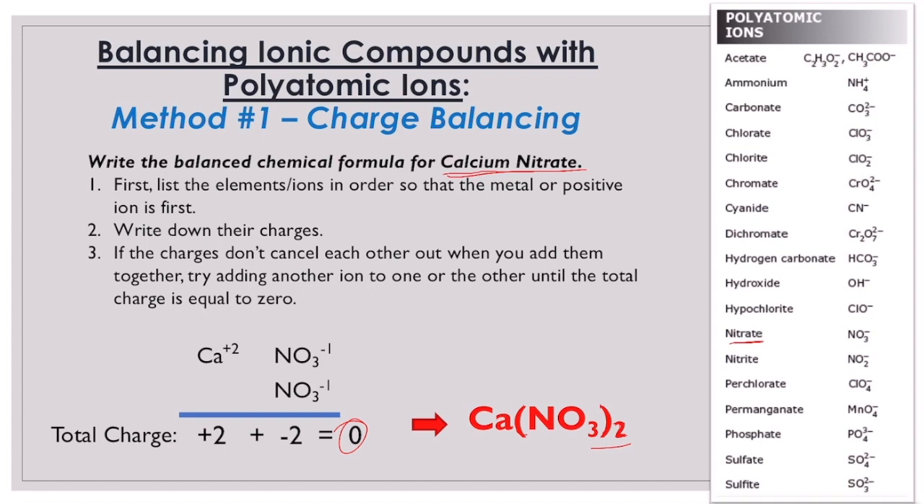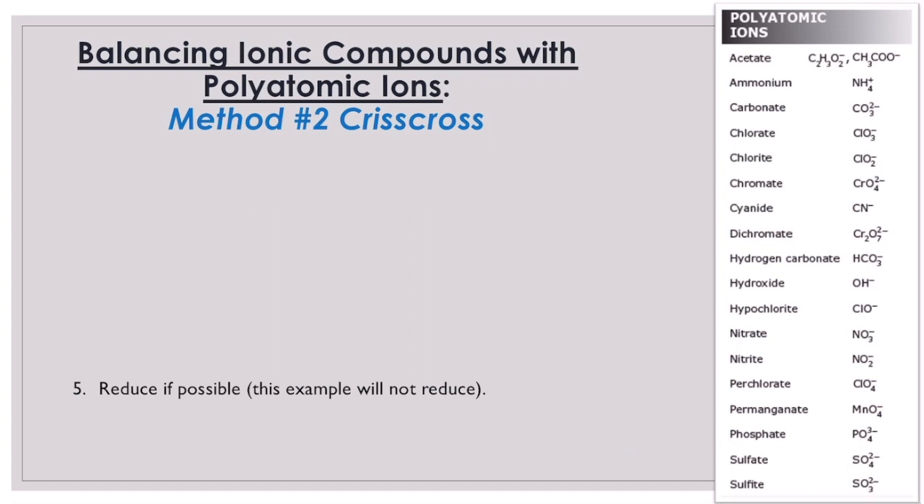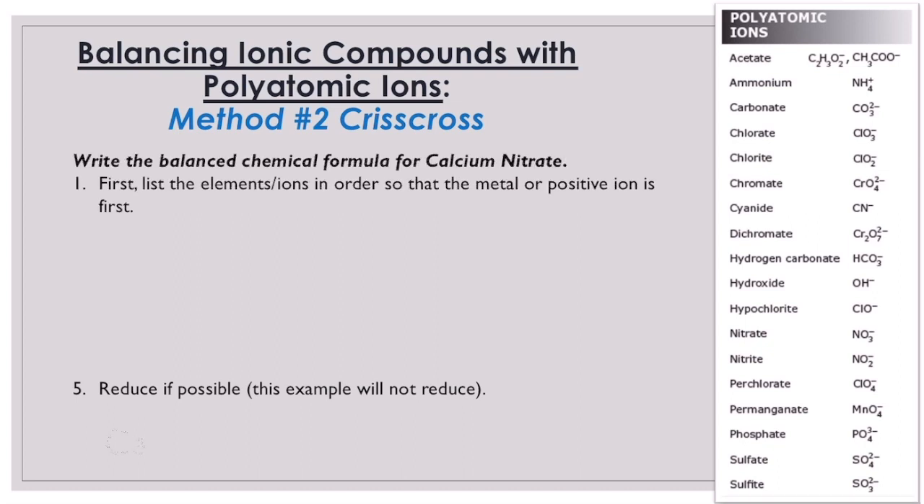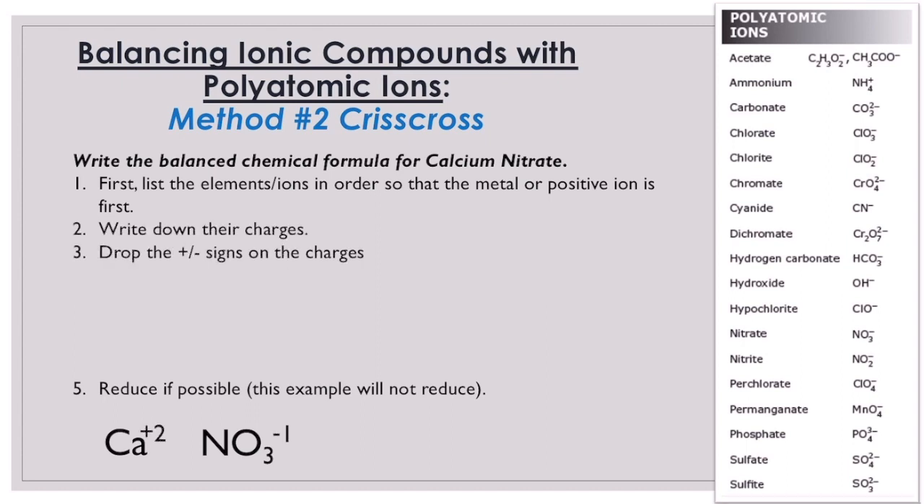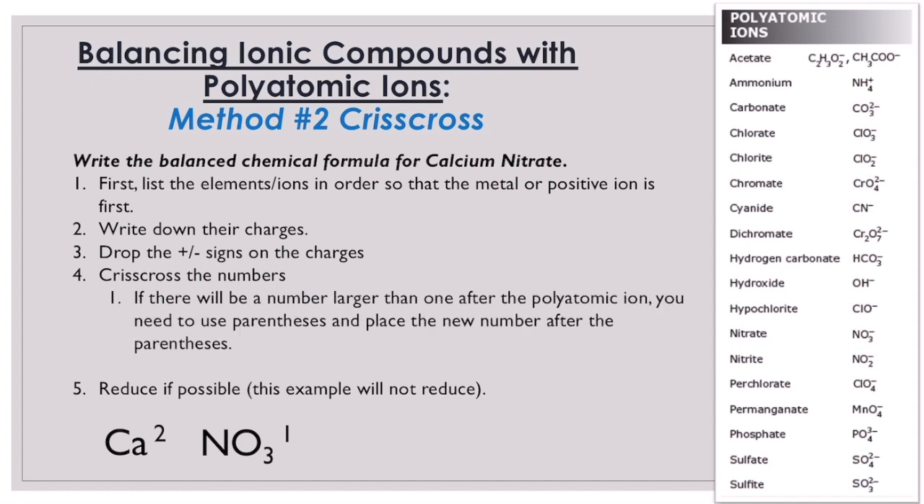All right, so now let's take a look at balancing ionic compounds with polyatomic ions using the crisscross method. So this is just like we did before. So I'm going to list my elements in order so that the metal or the positive ion is first, and then my polyatomic ion or my negatively charged ion is last. And I'm going to write down their charges, and I'm going to drop the sign, so goodbye to the positive and negative sign. And then I'm going to crisscross the numbers.